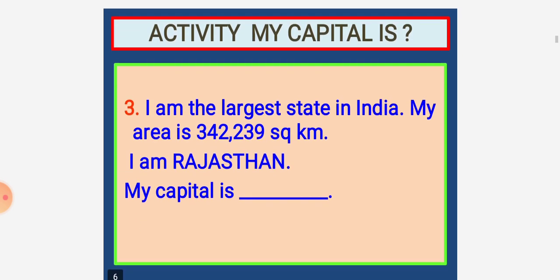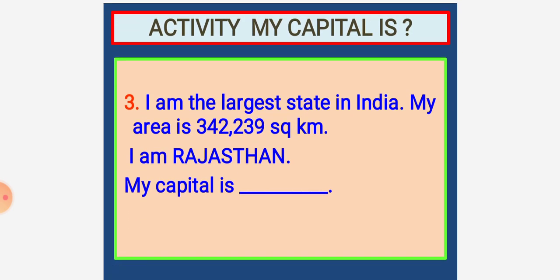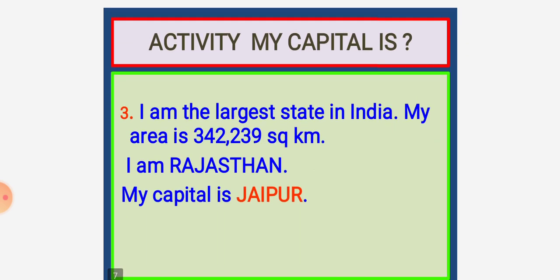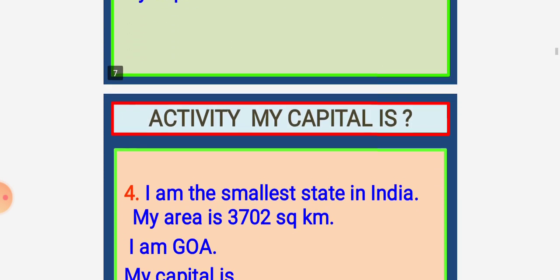Next one. I am the largest state in India. My area is 3,42,239 square kilometer. I am Rajasthan. My capital is dash. Yes, you are absolutely correct. My capital is Jaipur.